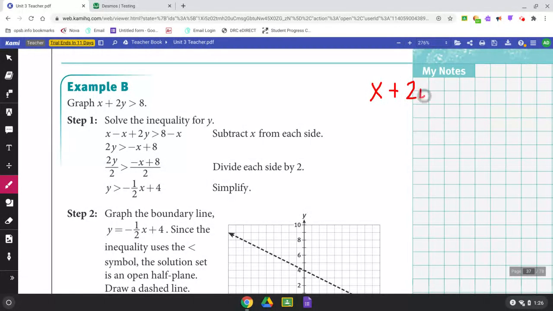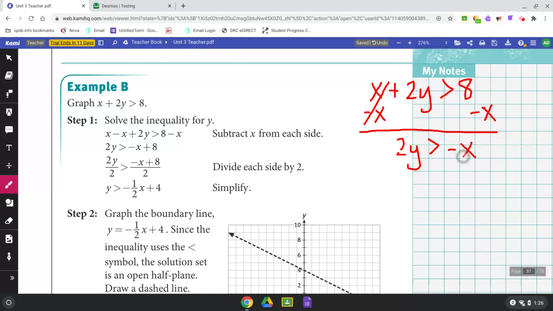x plus 2y is greater than 8. We're trying to isolate y, so we first need to subtract x from both sides. When I subtract x from both sides, I'm left with 2y is greater than -x plus 8. Then I need to divide by 2. I'm dividing by a positive number, so my inequality symbol is going to remain greater than. y is greater than -1/2 x, because this is understood 1, and I'm going to write my slope as a fraction, 1/2, plus 4, because 8 divided by 2 is 4.